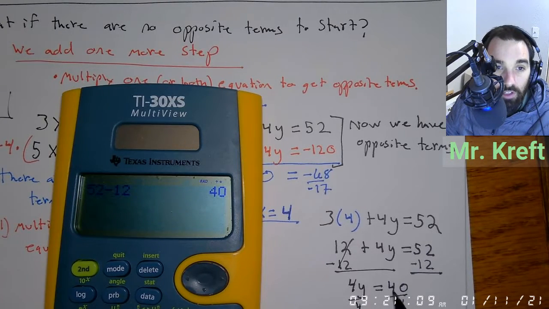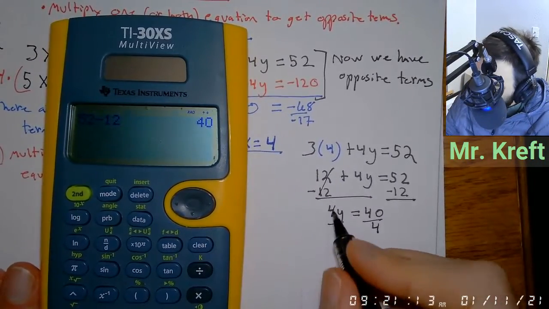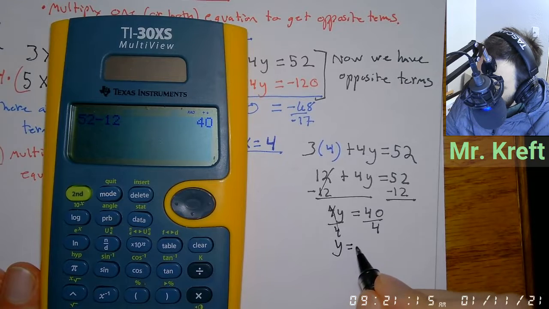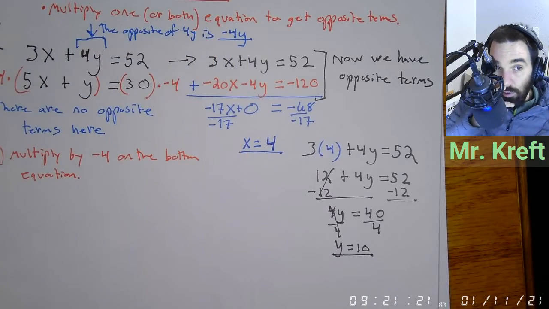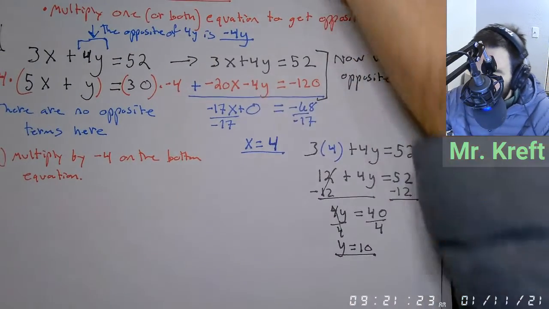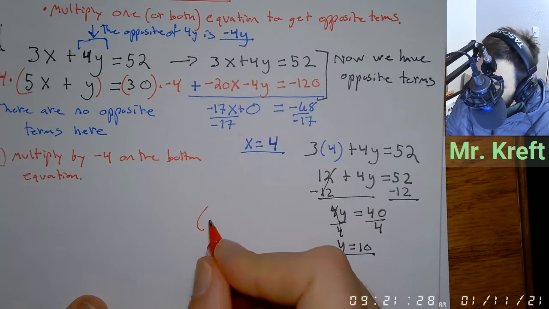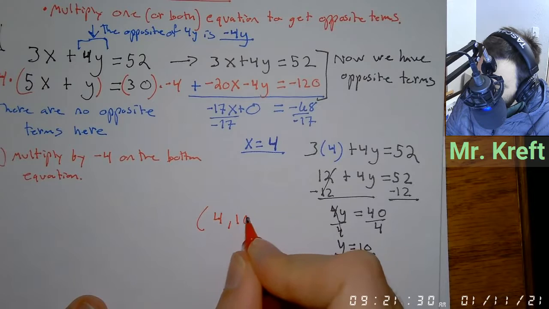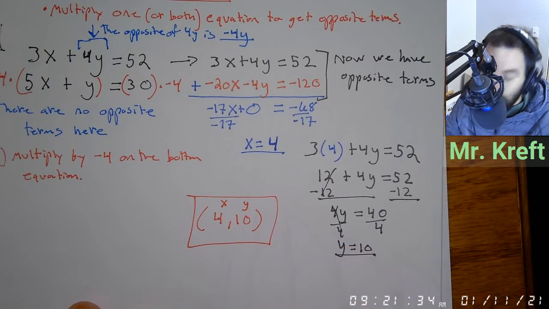And again, whenever you have a 0, you can just say, well, 4 goes into 4 one time and then add the 0 back in. So this would be y equals 10. Okay, so I got both my answers. So now we're going to have my answer written as a point, so 4, 10. Right, remember this is my x, that's my y.